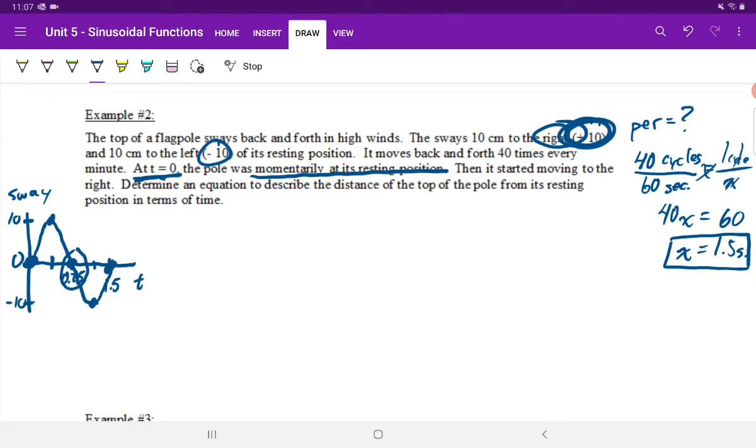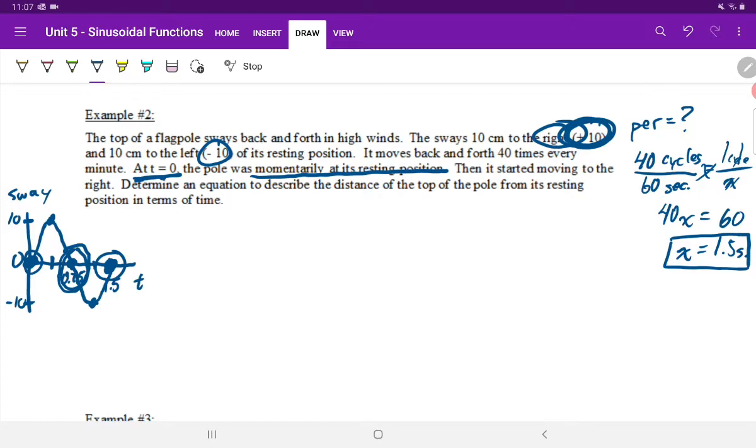So I was able to draw a sketch simply by the information given to me, that it started at its resting position. One period was 1.5 seconds, right? So I'm only going to draw one cycle here. I know that this is going to happen again here after one full period. And halfway through, it's going to cross my x-axis again onto the negative half.